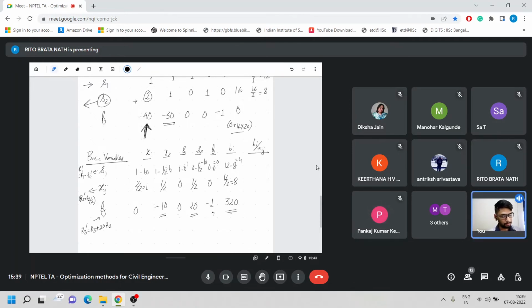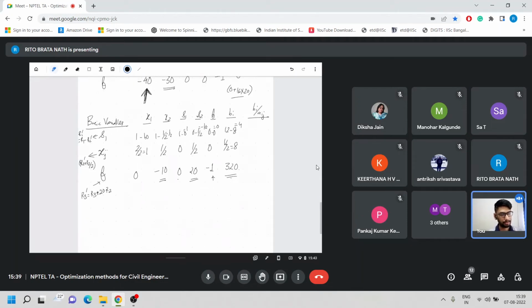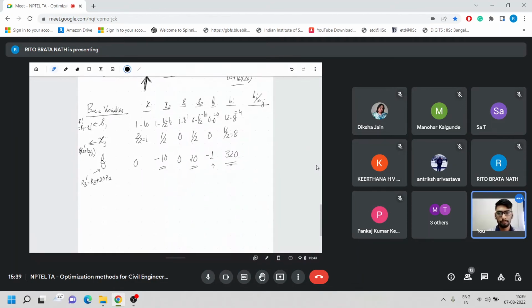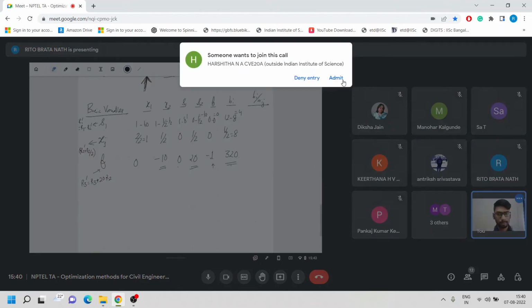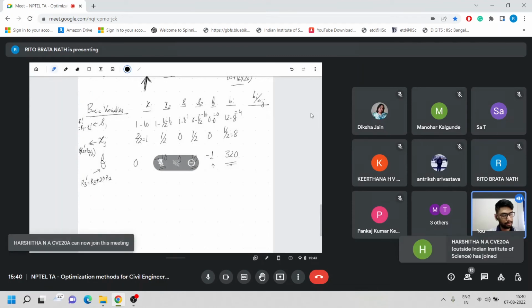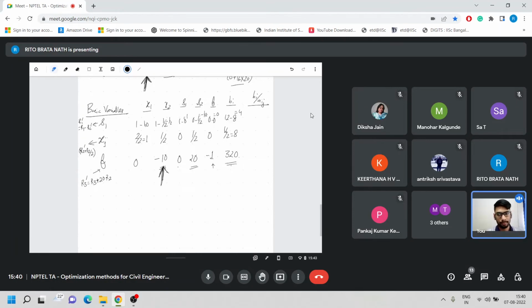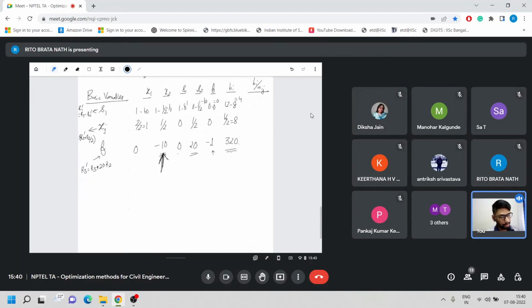So now which one will be the variable that enters the basis? There is only one, right? It's like minus 10 you have. Only one of these coefficients is negative right now. So this one has to enter. So since I am running out of time, I'll just go ahead and solve this. So in the next step also, what you have to do, you have to write it down like this.